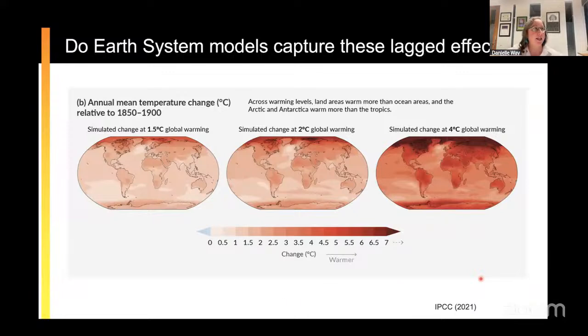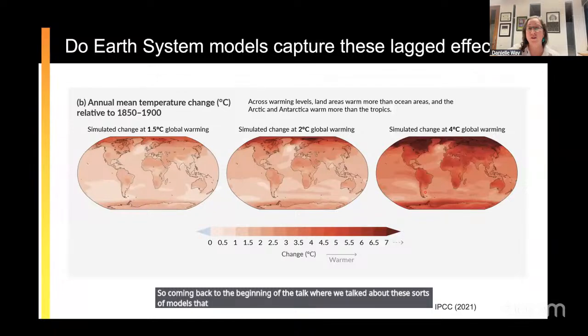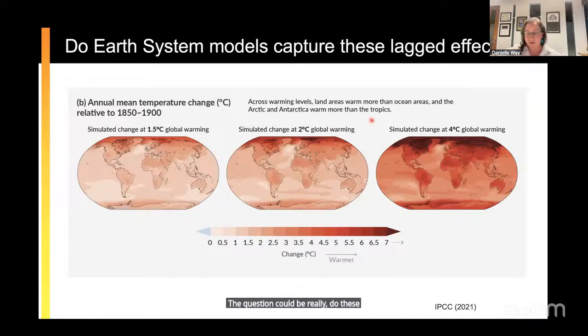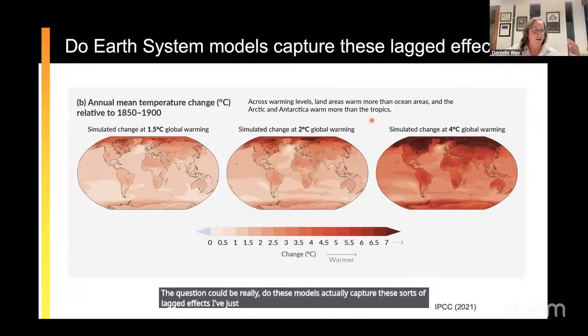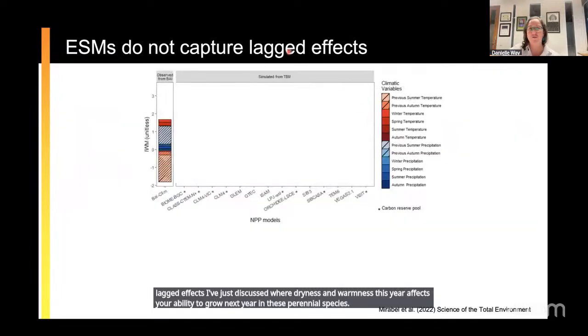So coming back to the beginning of the talk where we talked about these sorts of models that predict what a future climate will look like, the question could be really, do these models actually capture these sorts of lagged effects I've just discussed, where dryness and warmness this year affects your ability to grow next year in these perennial species? And I guess the title of my slide tells you what we found.